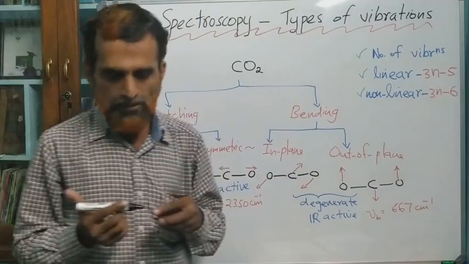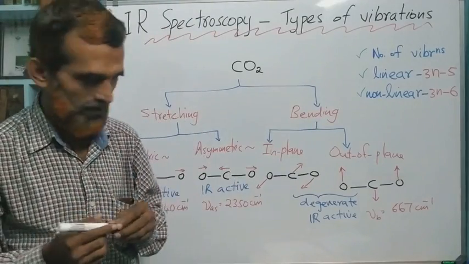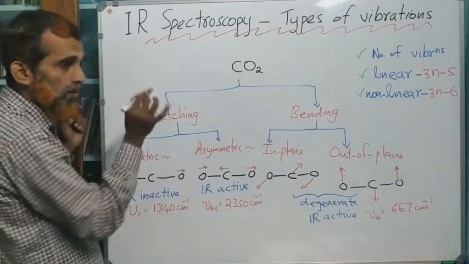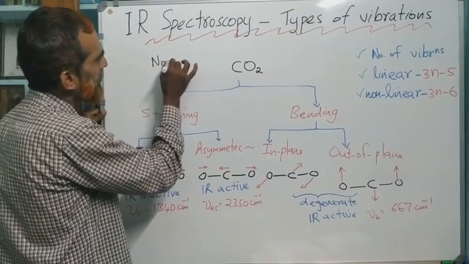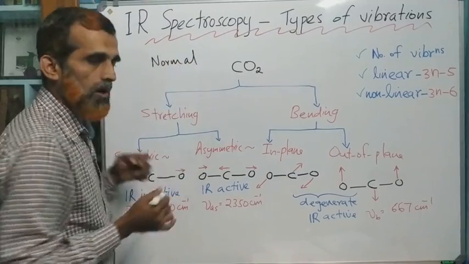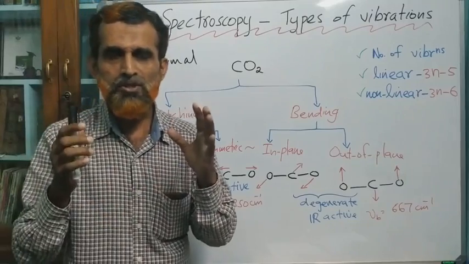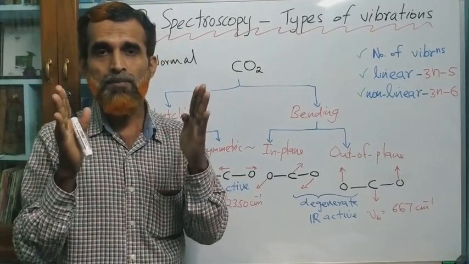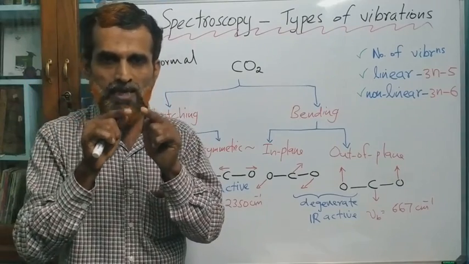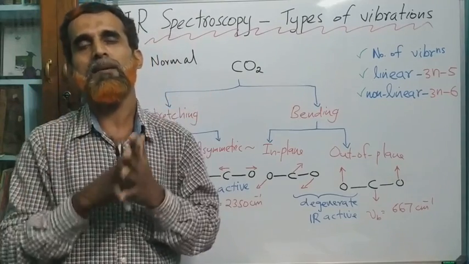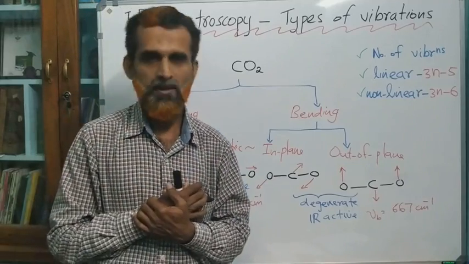Now, when we talk about types of vibrations or modes of vibrations, first what we consider is what is called normal modes of vibration. So, what is meant by normal mode of vibration? Vibration in which all atoms are vibrating with the same frequency and passing through the equilibrium position simultaneously. That is the normal kind of vibration.